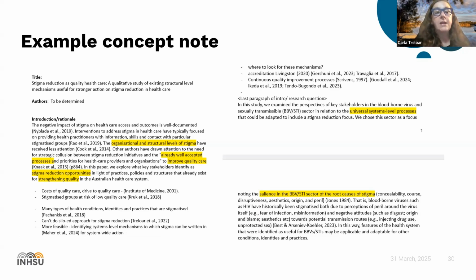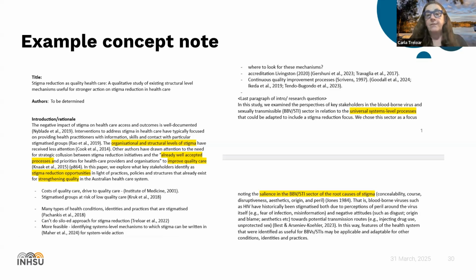So here is the introduction and rationale on the page for this concept sheet. You can see that I'm pulling out issues highlighted in yellow there about organizational and structural levels of stigma. We want to think about already well-accepted processes to improve quality care and produce stigma reduction opportunities for strengthening quality of healthcare. Throughout the rest of the introduction, I've just bullet pointed what different paragraphs might be that talk about the costs of care, about stigmatized groups and quality care issues. I'm going to talk a bit about definitions of stigma, and getting down to the last paragraph of the introduction, to draw it all together and say, what's the question we're going to ask, and why are we active in this particular area?